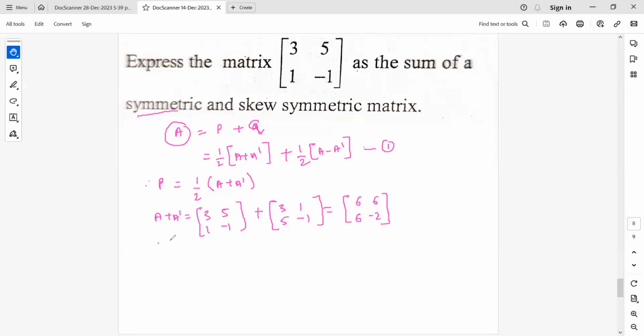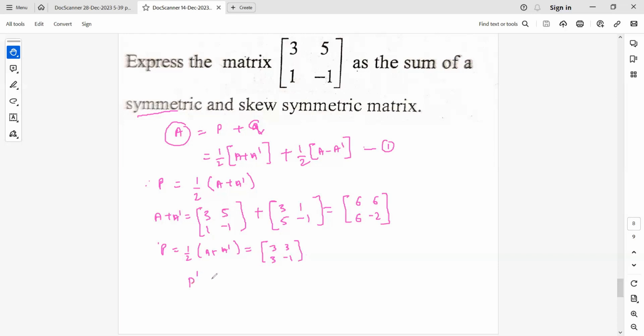Again we need to take the half part of this to find P. So P is equal to 1 by 2 (A plus A dash). We divide each term by 2, so it will be [3 3; 3 -1]. This will be P, and we also need to show P is symmetric. To show P is symmetric, we need to show P dash is equal to P.